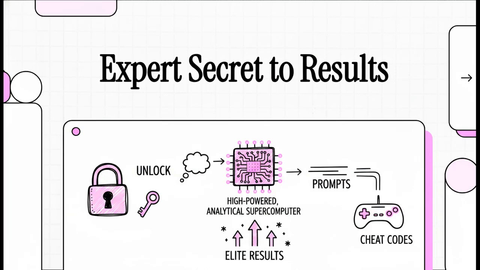Okay, let's jump right into today's explainer. We are unlocking the hidden cheat codes for getting elite results out of your AI tools. Because let's be honest, if you've been using large language models lately and feeling like the output is just a little bit average, you're definitely not alone. Today, we're zeroing in on the expert secret behind results. We're going to completely shift how you interact with these tools, turning them from simple chatbots into high-powered analytical supercomputers.